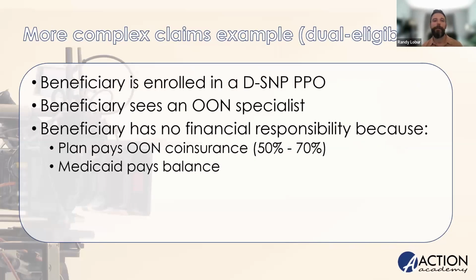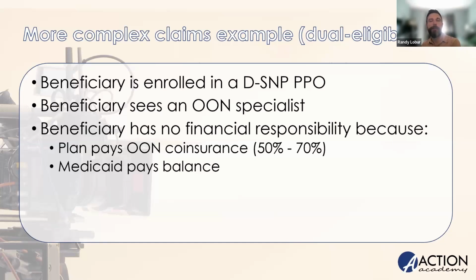In fact, if you are at all familiar with PPOs, you know that PPOs do give you the option to go look out of network for care, and many DSNPs in our area are DSNP PPOs. So what does that mean? Say we have that same beneficiary, she is enrolled in a DSNP PPO, but this time to treat one of her conditions, she goes and sees an out-of-network specialist. In this case, the beneficiary still doesn't have any financial responsibility.